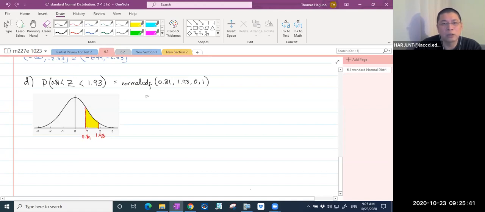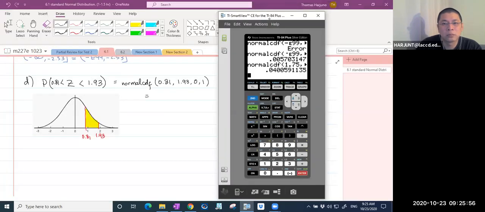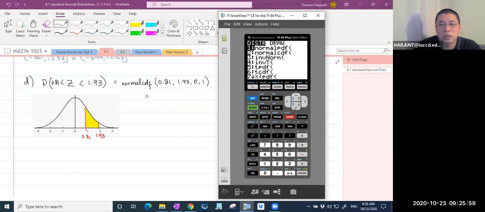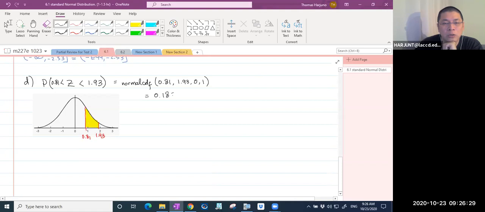Then on our calculator, this will be, sorry. Oh, what happened? That's normal CDF, 0.81 for the lower fence. Am I at the right note here? Yeah. And then the upper fence is 1.93. The mean is 0, then standard deviation is 1. 0.18217. 0.1821666 something, right? I rounded to 7.